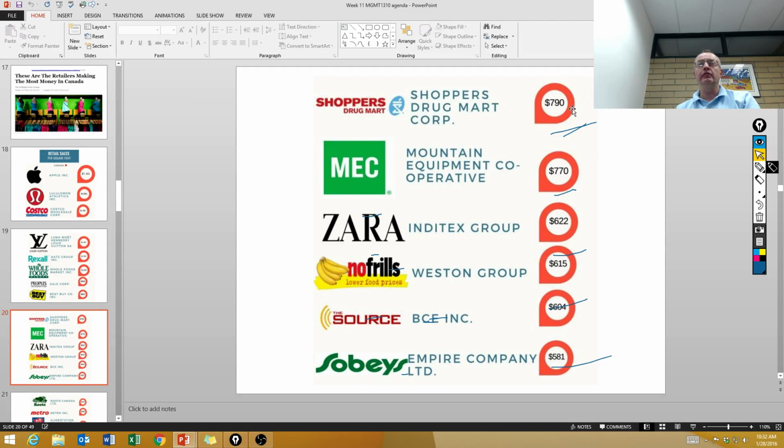Shoppers Drug Mart, $790 per square foot. Mountain Equipment Co-op, $770 per square foot. Zara, the Inditex Group, I don't know there. Okay, the Weston Group, so this is Loblaws. There's No Frills, $600 a square foot. The Source, $600 a square foot. Sobeys, that is the Empire Group, $580 a square foot. I think they have a couple more here. Anyways, it's just kind of interesting.